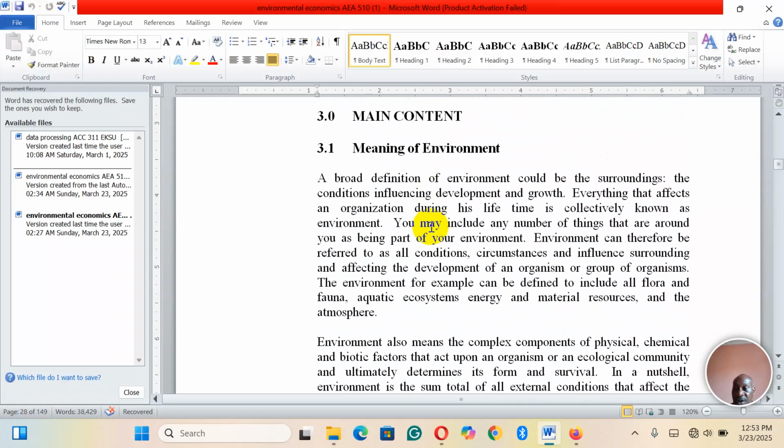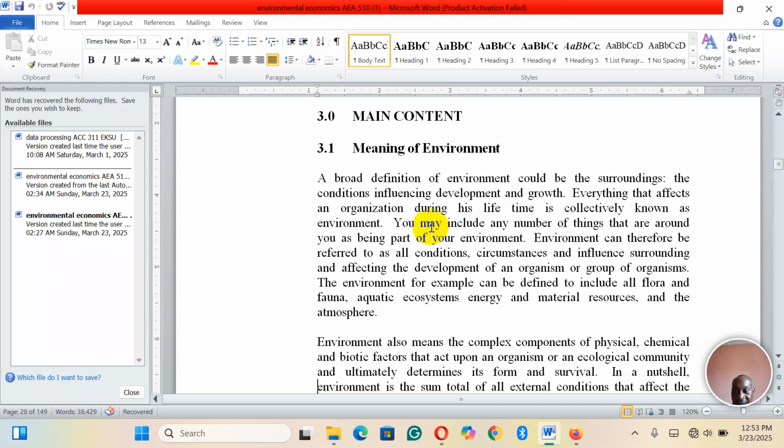The environment could be the surrounding, the condition influenced by development and growth. So everything that affects an organization during its lifetime is collectively known as environment. So environment can then be referred to as all conditions, circumstances, and influences surrounding and affecting the development of an organism or growth of organizations.